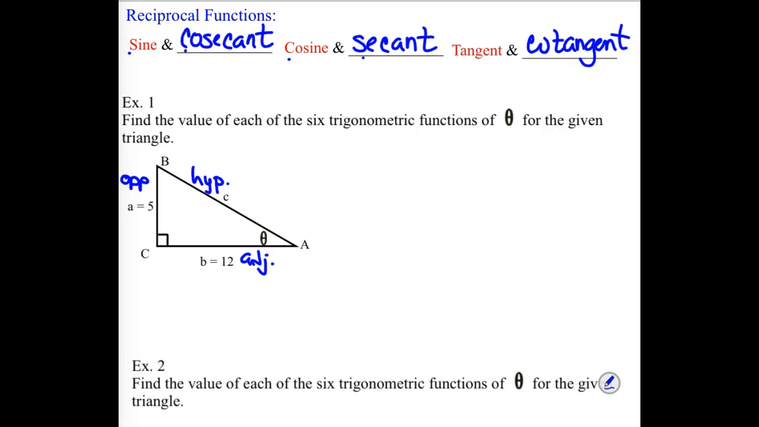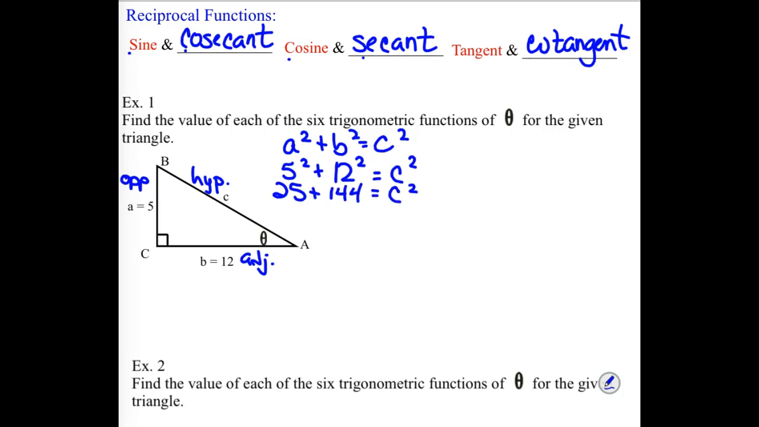How are we going to find c? Because if we're asked to find all 6 trig functions, we need all 3 sides. How can we find side c? Pythagorean theorem. Remember Pythagorean theorem? a squared plus b squared equals c squared. So a is 5, 5 squared plus b is 12, 12 squared equals c squared. 25 plus 144 is how much? 169 is c squared. When we square root that, we get 13. Would I worry about the negative option, negative 13? No, because we're talking about the length of a side. It can't be negative.